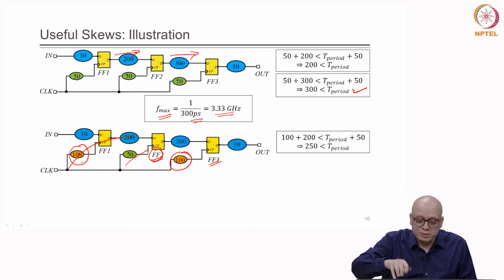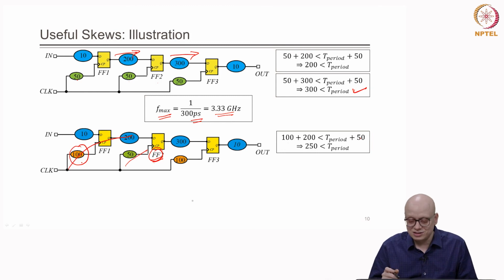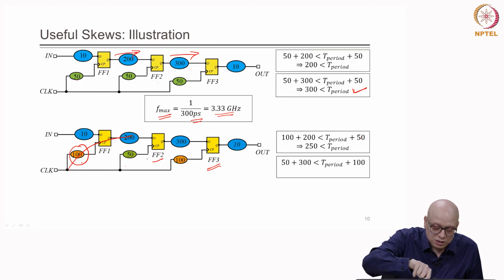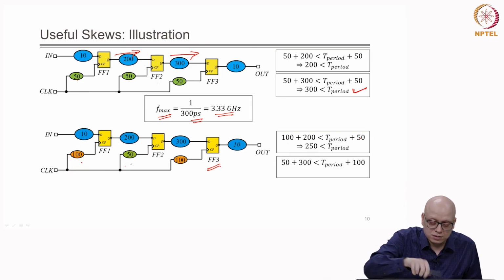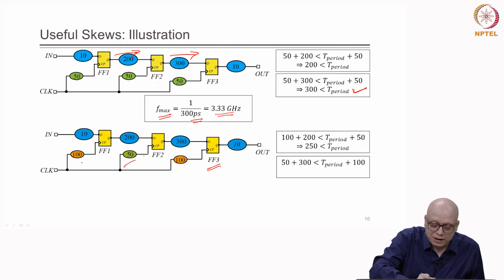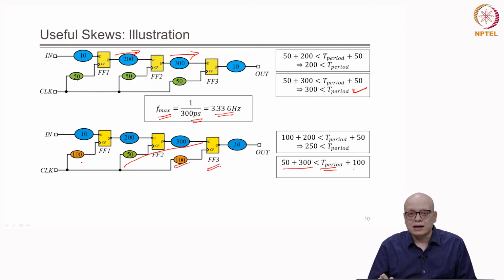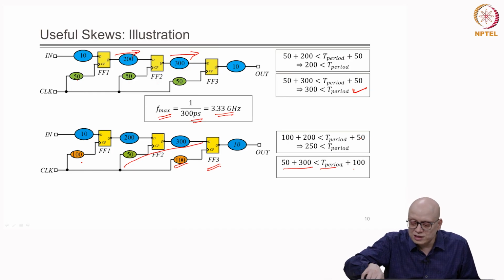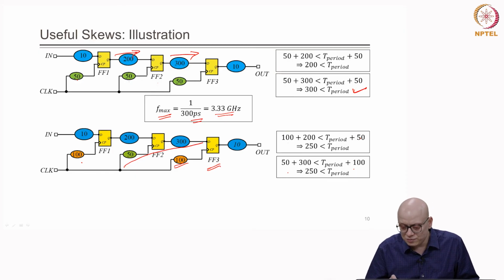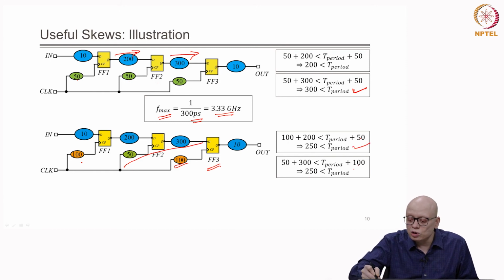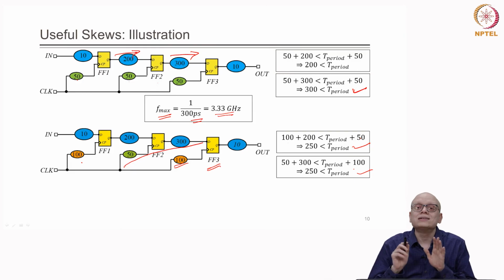Now, what will be the case for FF3 acting as the capture? We can easily evaluate again. The arrival time will be 50 plus 300, and the required time will be T period plus 100, where 100 is the delay on the capture clock path. We can take 100 to the other side and simplify, and we can write T period is greater than 250. In this case both these constraints are saying that T period should be greater than 250.